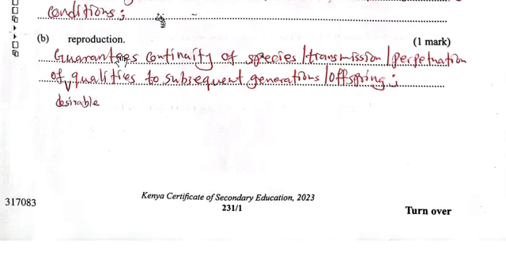Then reproduction. Reproduction guarantees continuity of species or perpetuation. Perpetuation is basically continuation of a species. Then apart from that, it ensures genetic variation which enables offspring to adapt to their environments.